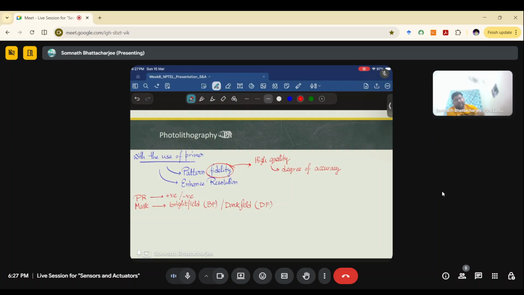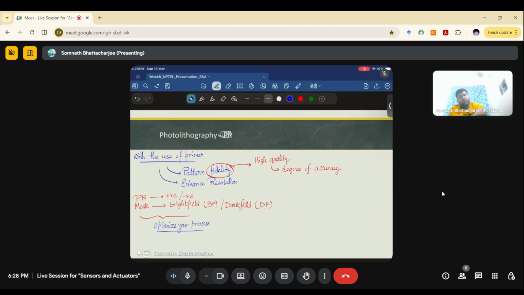So based on your use case and everything, you have to choose between these, and based on this choosing, you will have to optimize your process as well, right? So why is process optimization necessary? Because you need a very high fidelity pattern with a very high resolution and everything. So you need to optimize your process.